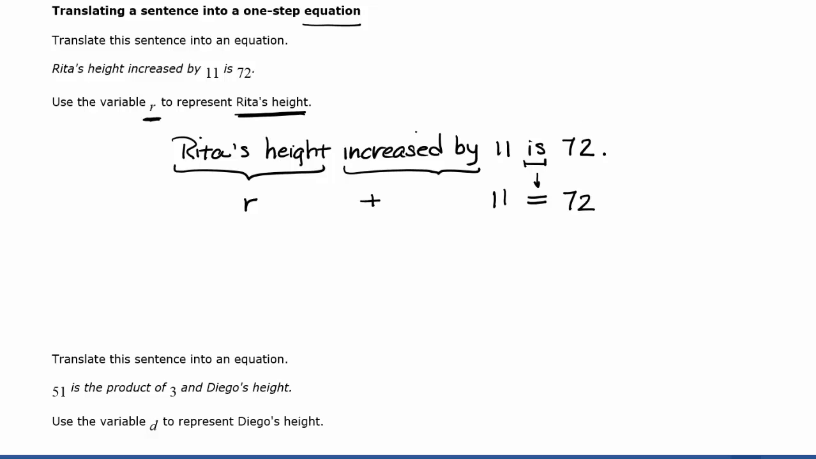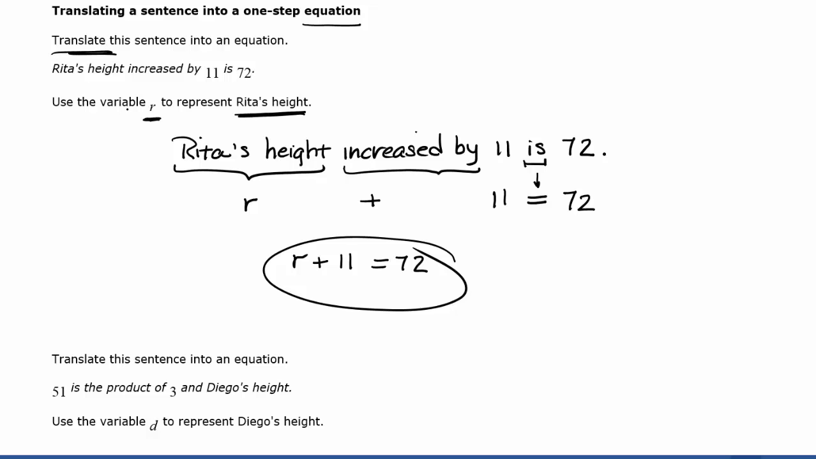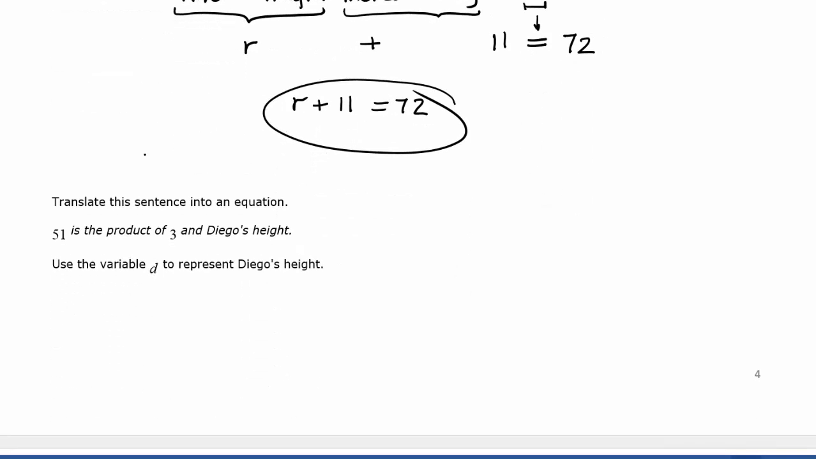So very simply, I've just translated this entire sentence into a mathematical equation. We haven't been asked to solve it yet, but I could, right? Here it just says r plus 11 equals 72. And from here, you can solve and find out what r is. But they didn't actually ask us to do it. They only asked us to translate, right? So let's try another one.